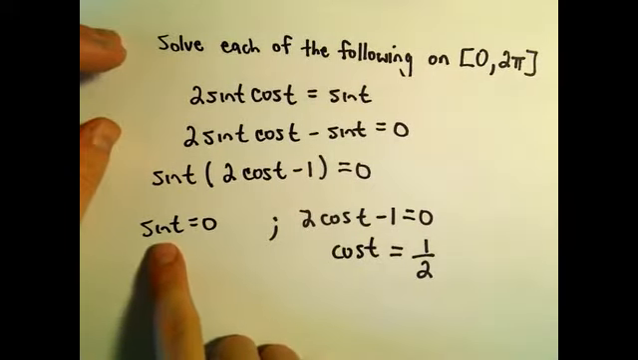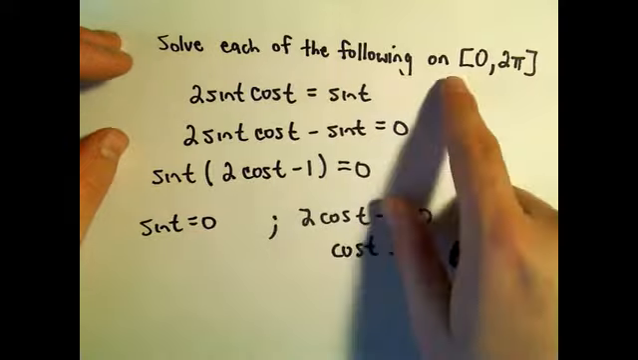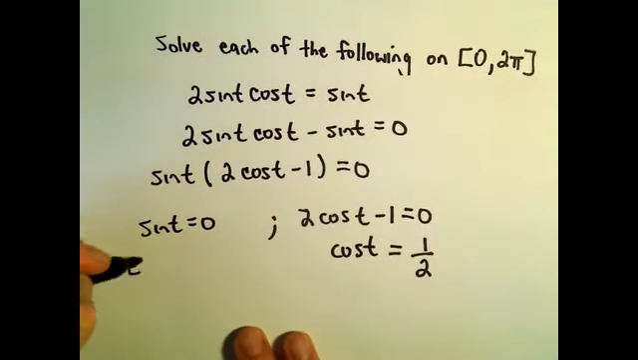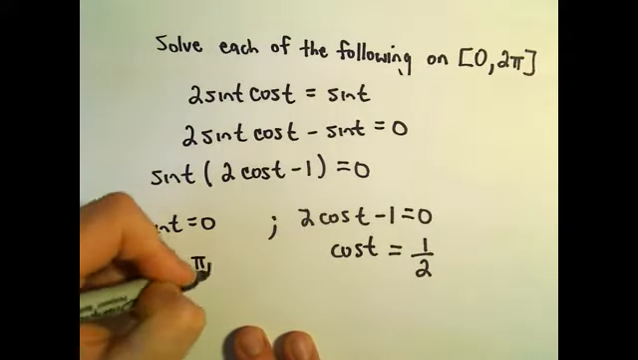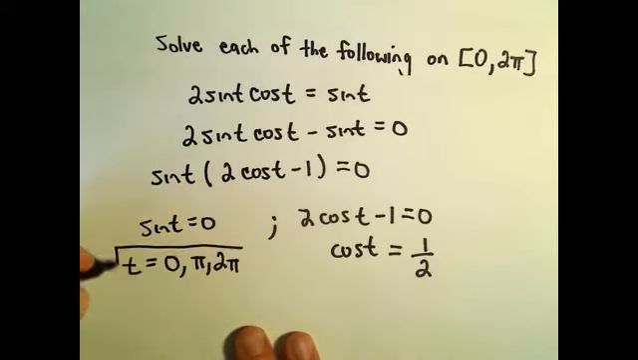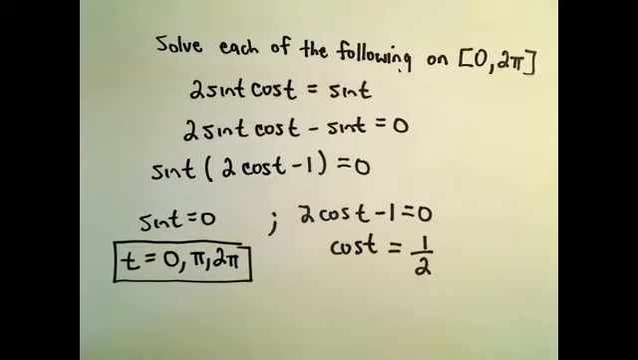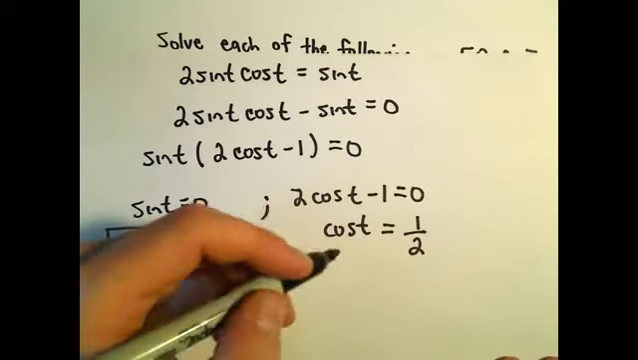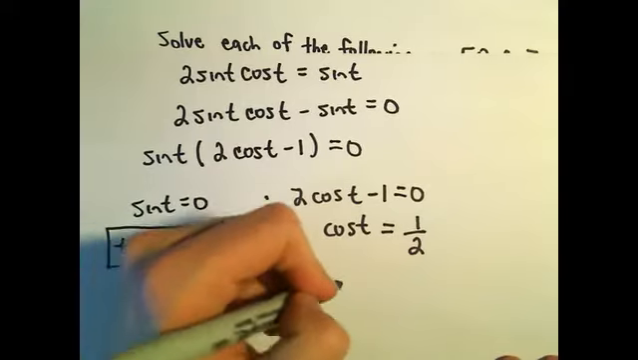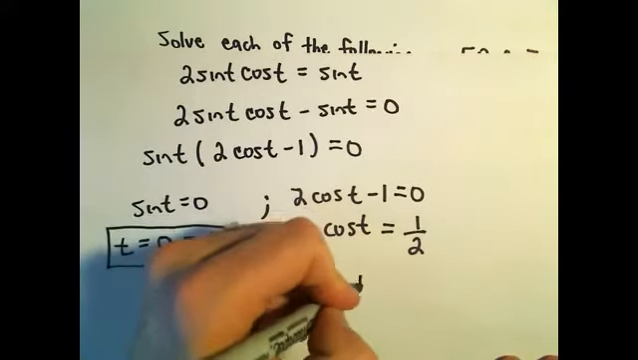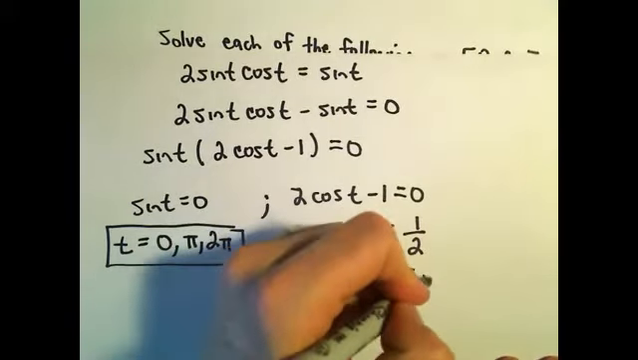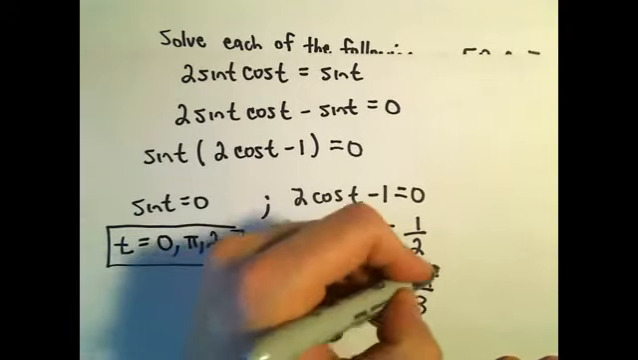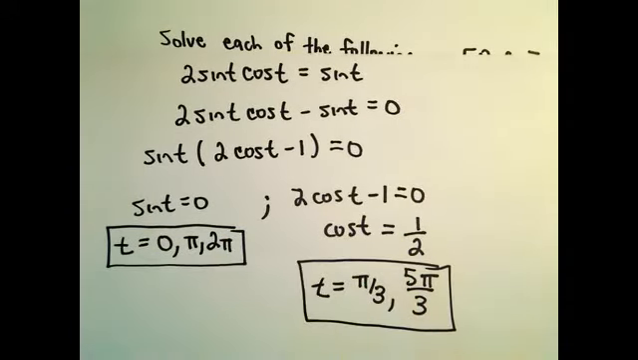I'm thinking, okay, where does sine of t equal 0 on the interval 0 to 2 pi? Well, that would happen at the angle 0, at the angle pi, and at the angle 2 pi. Cosine of t equals 1/2. Let's see. Cosine of the angle, I believe pi over 3. Cosine of pi over 3 gives us 1/2. And down in quadrant 4, we'll also find the angle 5 pi over 3 as our other solution.